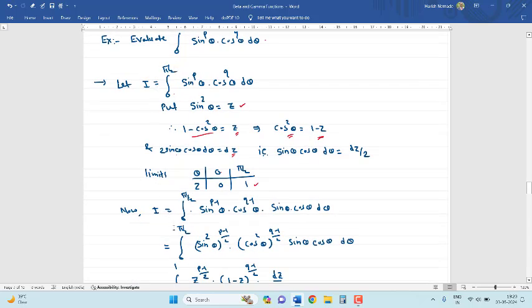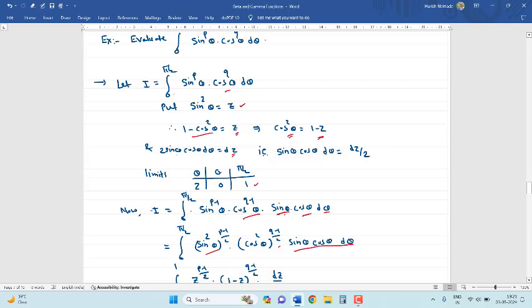So the given integral I becomes: we can rearrange the given integral in terms of I equal to the integration from 0 to pi by 2 of sin raised to p theta, which we write as sin raised to p minus 1 theta into sin theta, and cos raised to q theta, which we write as cos raised to q minus 1 theta into cos theta d theta. Again, sin raised to p minus 1 theta we write as sin square theta raised to p minus 1 by 2, and cos raised to q minus 1 theta we write as cos square theta raised to q minus 1 by 2, into sin theta cos theta d theta.